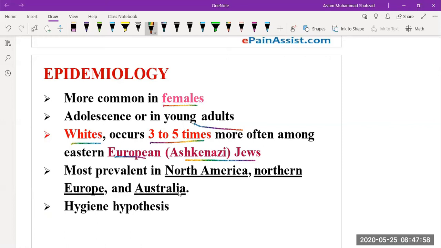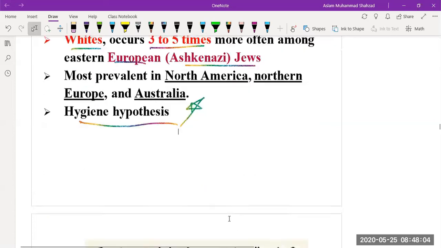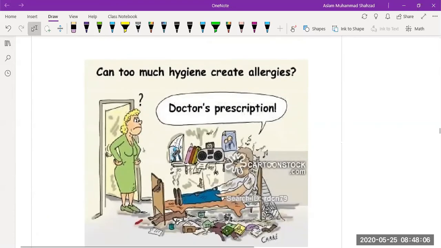And what is the reason behind IBD? It's the hygiene hypothesis. What is the hygiene hypothesis? We discussed last time, with this picture you can take a look. It's very easy: people are not exposed to environmental microorganisms, because nowadays people are more careful of their hygiene.